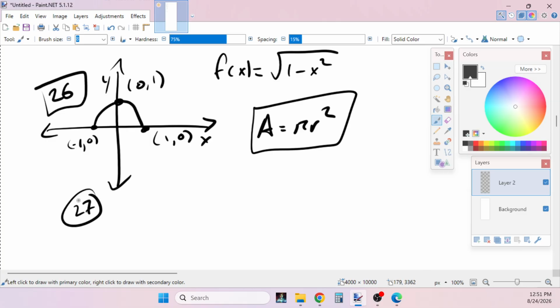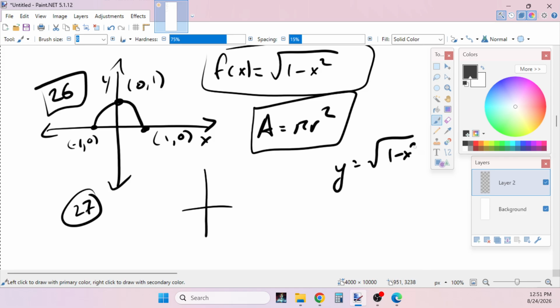For 27, I would recommend using something like Desmos. Type the equation y equals the square root of 1 minus x squared into Desmos to get the graph. And then what you're going to do is plug in x values starting at negative 1. You're going to split this into 5 chunks.